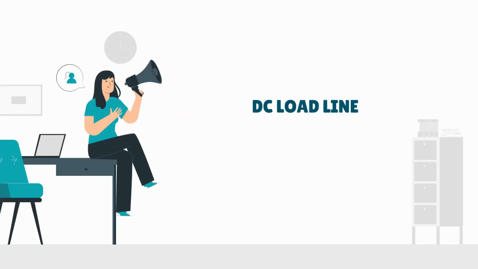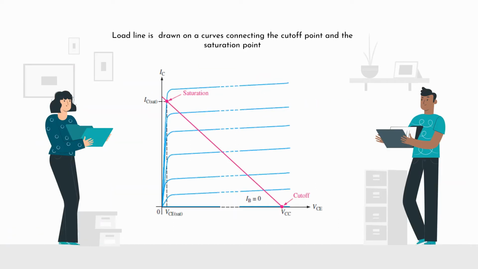The last one is the DC load line. Cutoff and saturation regions can be illustrated in relation to the collector characteristic curves by using DC load lines. The load line is drawn on a family of curves connecting the cutoff point and the saturation point. So the bottom of the load line is ideal cutoff, where IC is equal to 0 and VCE is equal to VCC. Meanwhile, the top of the load line is the saturation point. And as you can see, along the load line is the active region of transistor operation.